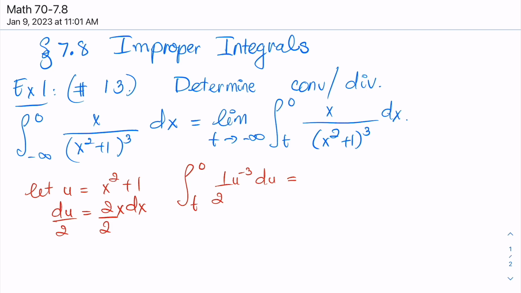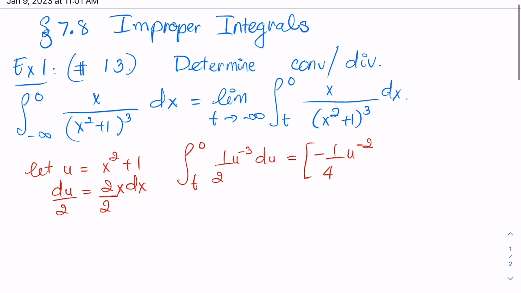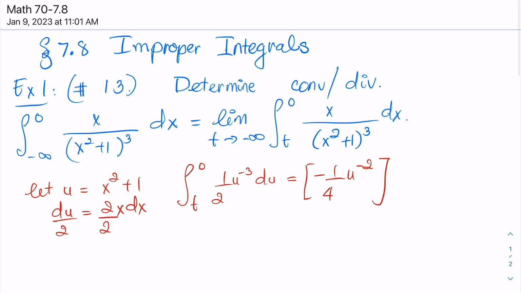So the integral is going to be negative 1/4 u to the negative second power. So I have the negative 2 divide, and then I have that 2, so that turned into a 4 right there. Okay, now I'm ready to write. I'm going to go ahead and put x squared plus 1 back in.